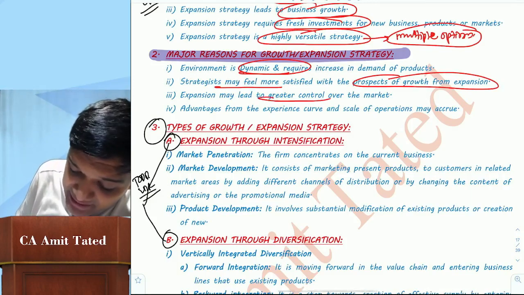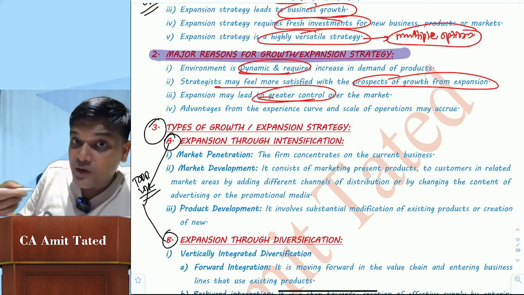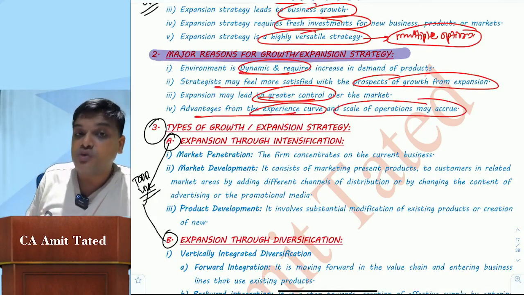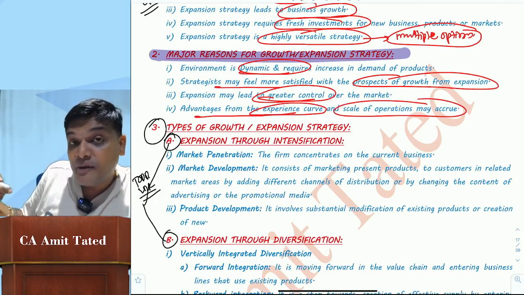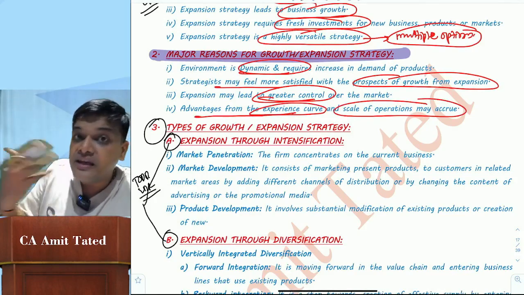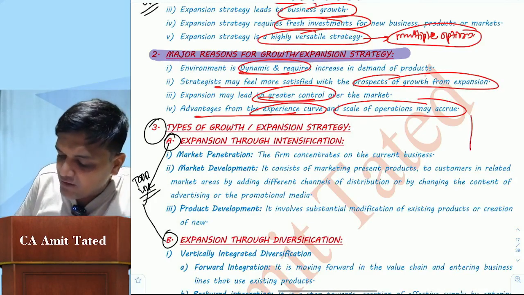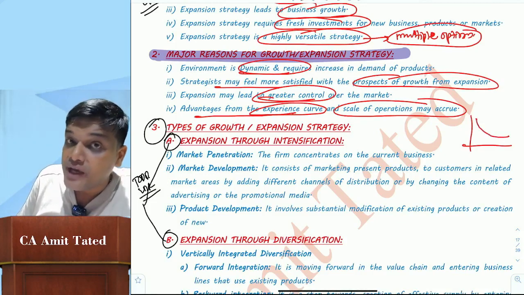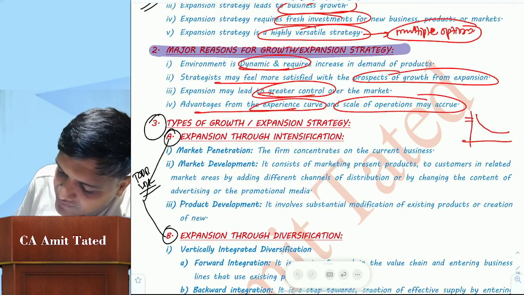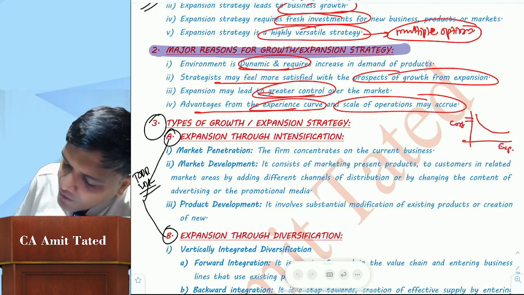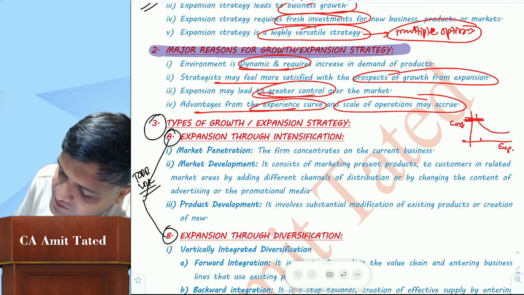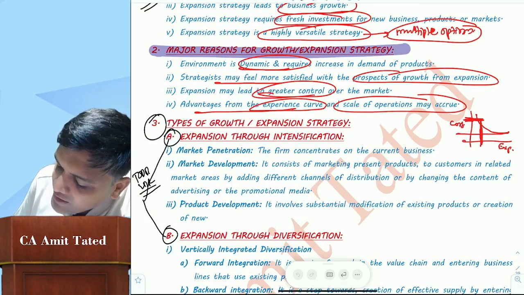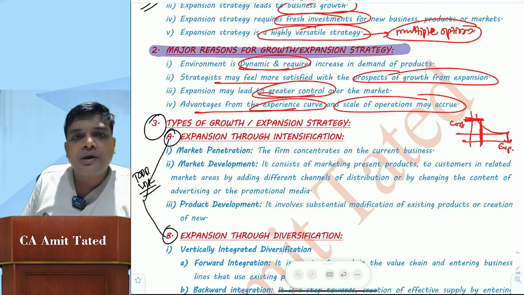Expansion can lead to greater control over a market, and advantages from the experience curve can lead to reduced cost. So whenever we focus on expansion, the learning curve will come into the picture, and the learning curve will reduce my cost. Now what is the learning curve or experience curve? From chapter 2, if you have studied, the cost per unit of production will reduce over a period of time. For example, if this axis is cost and this axis is experience, in the initial years my cost is very high, but as I gain more experience, my cost will reduce because of the experience concept.